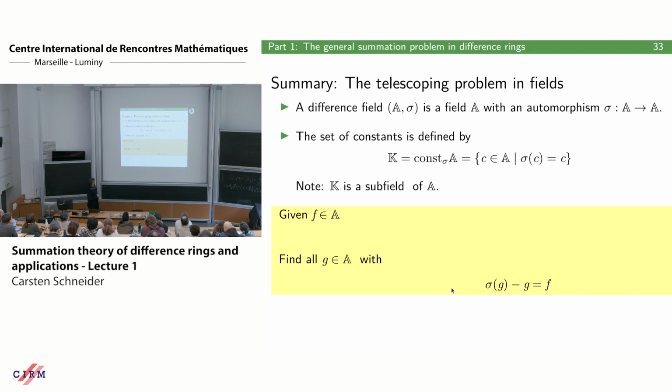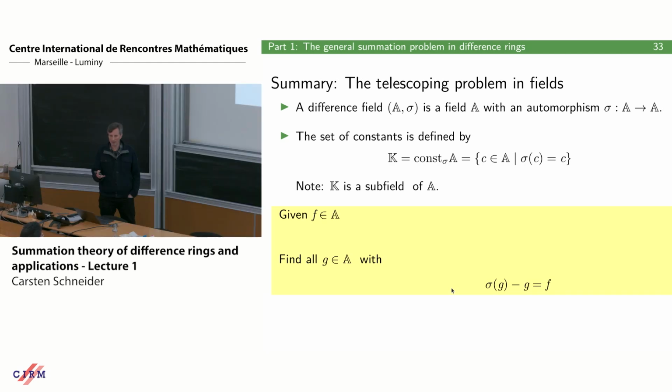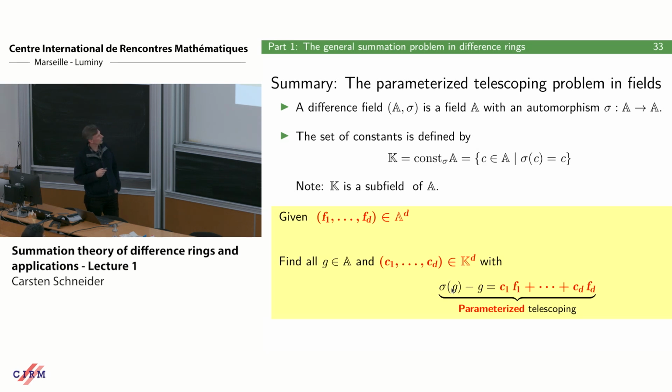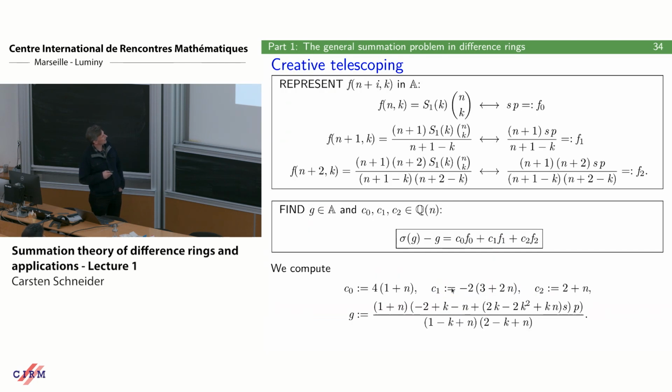Okay? And basically, given such a difference field, I haven't explained how to get it, but suppose we have it in hand. Given f in such a field, find g in this field such that the telescoping problem holds. This was one of the problems that you have seen. I want the telescoping problem in this setting. More generally, I can introduce parameters f1 up to fd, find all g and all constants such that such a parameterized telescoping problem holds. And you have seen this problem. This is exactly this problem here. Find g and all constants such that this holds.